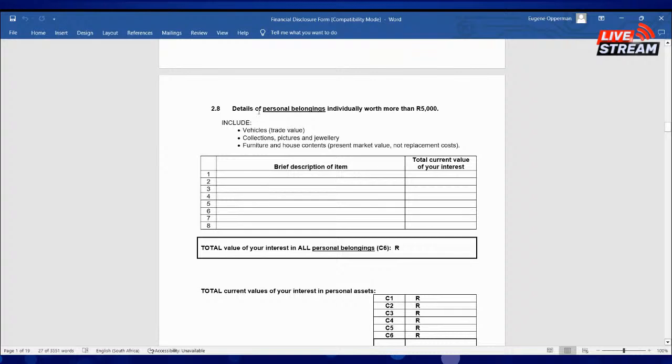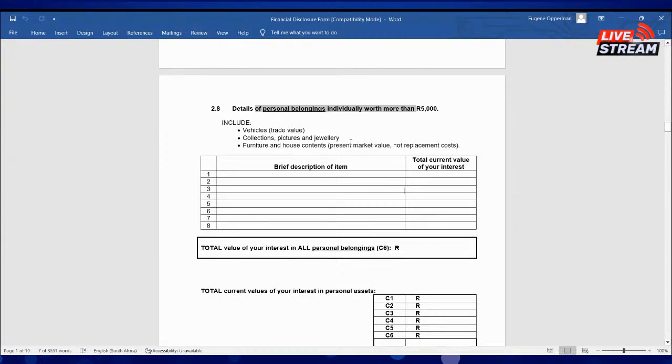Details of personal belongings with more than 5,000 Rand. If he has one of these fancy portraits or something like that, that is so special and it's worth 50,000 Rand, that has an asset value, that has got a value attached to it, and that could be sold. The court could actually make a ruling regarding that to say that could be sold in order to pay maintenance. So that's important to have all this.